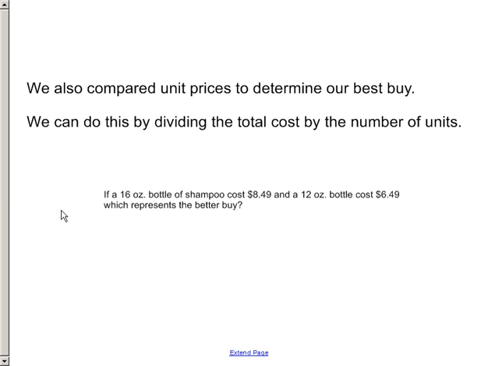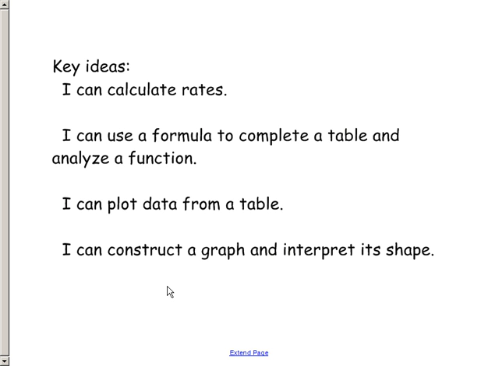So again, if we go back to our very first slide, key ideas in lesson 3.6: calculating rates, using formulas to complete tables, plotting data from our tables, and then constructing the graph from that data and interpreting the shape. We might have a curved line, we might have a straight line, a curved line showing increase over time, a straight line showing a constant change. So remember to think mathematically because math counts.